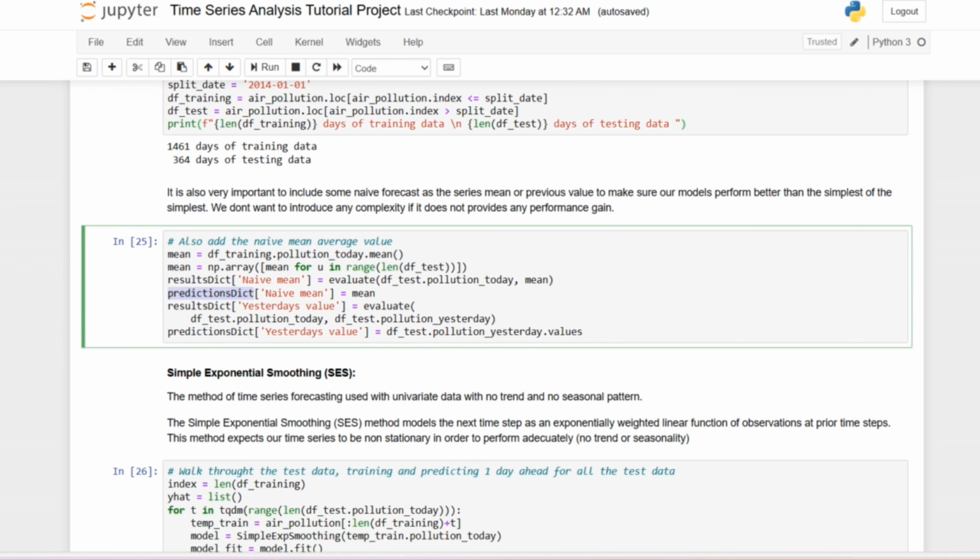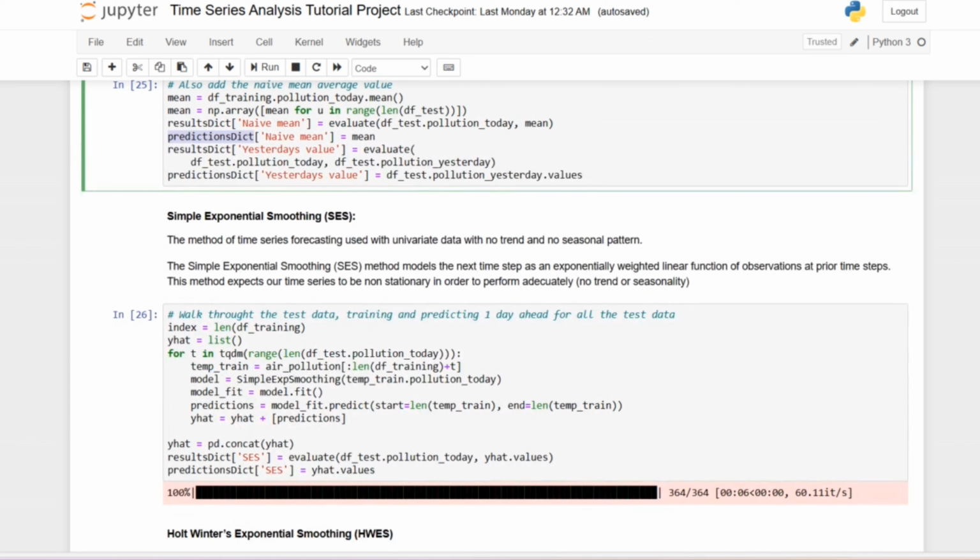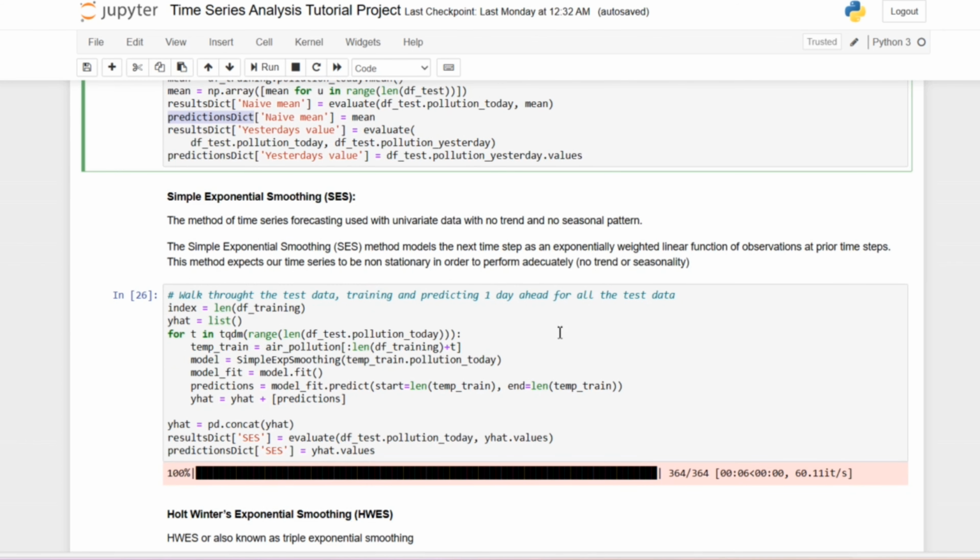For future forecasting, the first time series model we are looking into is simple exponential smoothing. This model is basically univariate, guys.